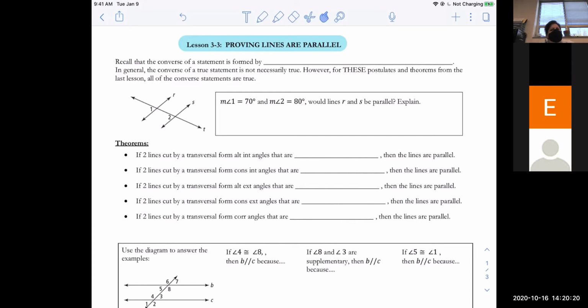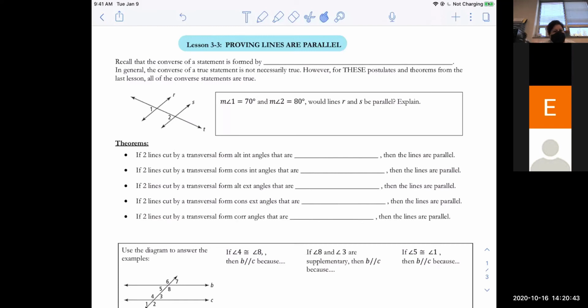In this lesson, you're going to know something about the angles and their relationships to each other, and then that will allow you to conclude the lines are parallel. So we're not starting with parallel lines this time. This time we're starting with the angles, and that will allow us to determine that the lines are parallel or not. So basically, all of the theorems from the last lesson are going to have a converse that we'll be talking about in this lesson.